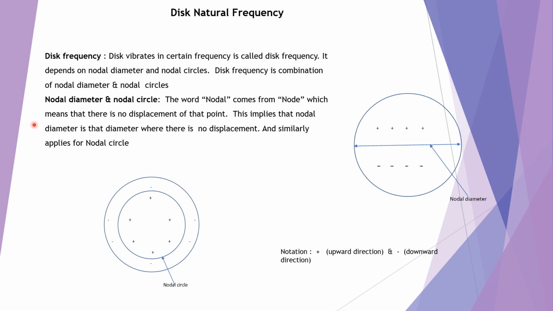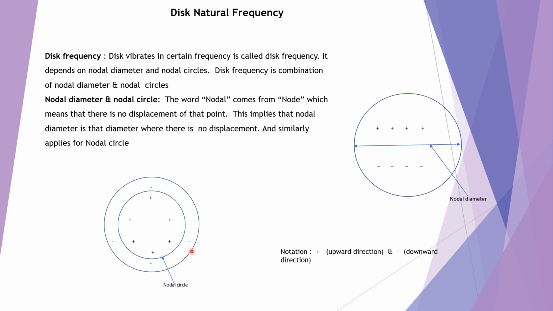The word nodal comes from the word node, which means there is no displacement at that point. This implies that a nodal diameter means the diameter where there is no displacement. Similarly, this applies for the nodal circle. That means if there is a nodal diameter and the disc vibrates, suppose this side is going up and this is going down, but there is no movement at this diameter. Next time this will be going down and this will be going up, but there is no displacement at this diameter, and that is why it is called a nodal diameter.